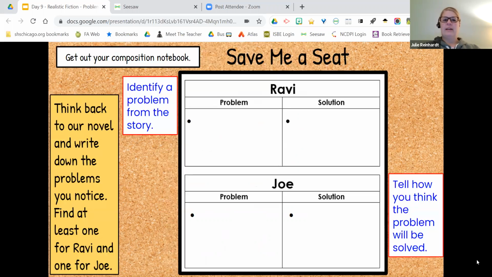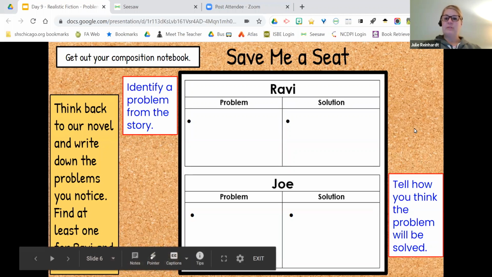So I want to go back and I want you to get out your composition notebook and I want us to think about problems that Ravi and Joe have in our story, Save Me a Seat. So we're going to think back to our novel and we'll write down at least one problem for Ravi and one problem for Joe. Now, these problems are not solved yet. So we're going to infer by the things we've read so far how we might find some solutions to these stories.